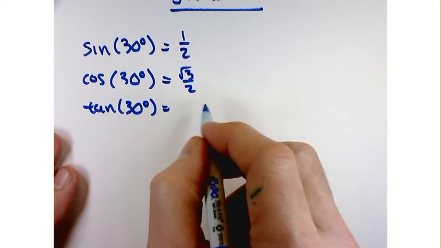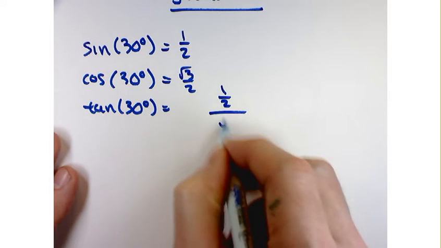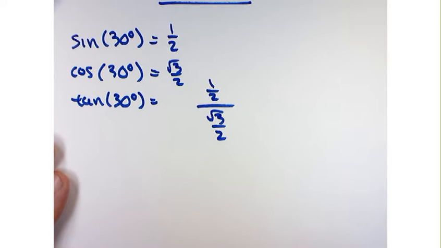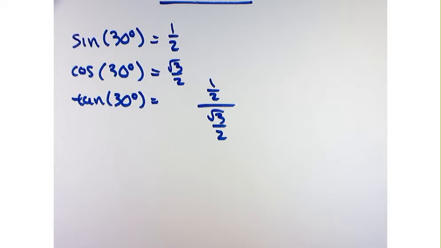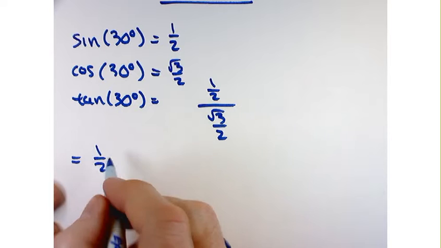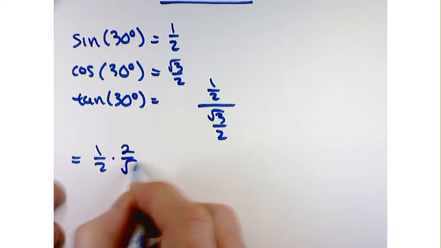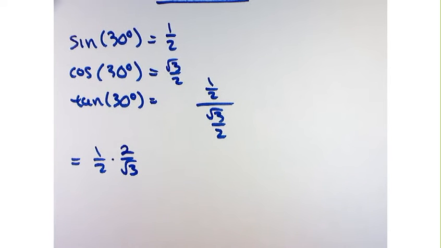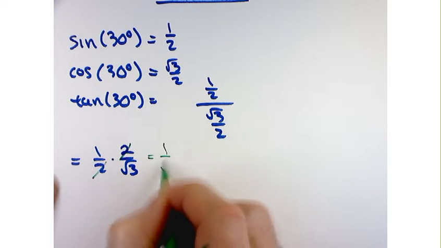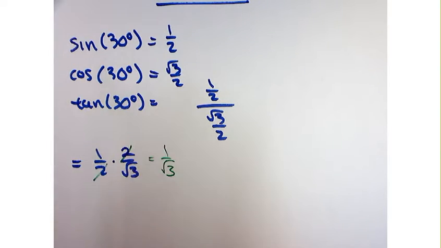So let me write that. 1/2, let me write it out over here. 1/2 divided by square root of 3/2. That was kind of a mess. But let me remind you that when you're dividing ratios like this, it's the same thing as multiplying by the reciprocal. So that's going to be 1/2 times 2 over square root of 3. And now I can get rid of the 2's and get 1 over the square root of 3. Yay.